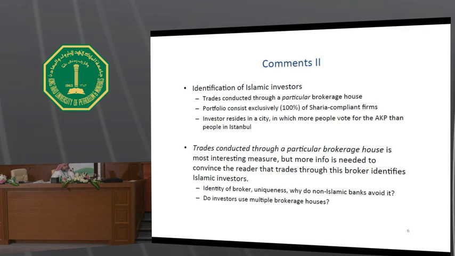The other thing that you argue in this paper is that non-Islamic banks are avoiding this particular brokerage house. So why is this important? Well, the question is, are non-Islamic trades channeled potentially through this particular broker or not? And so my question really is, why would that be the case, that non-Islamic banks avoid these types of brokers?